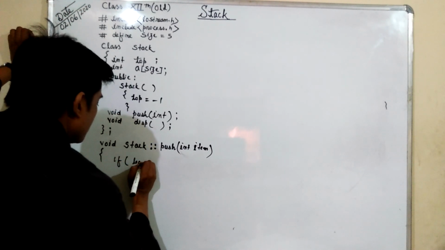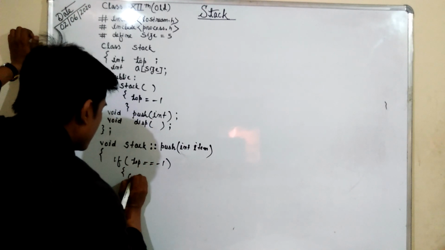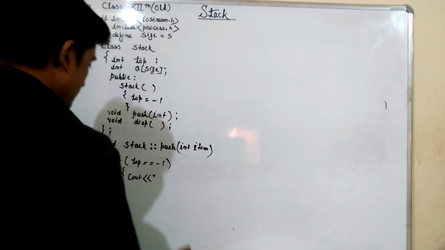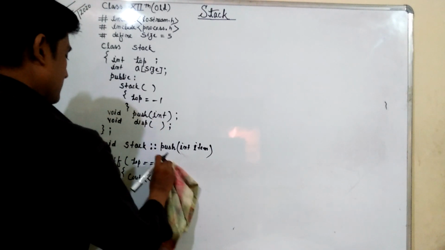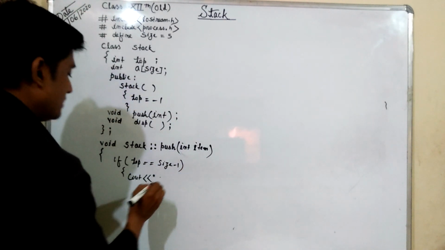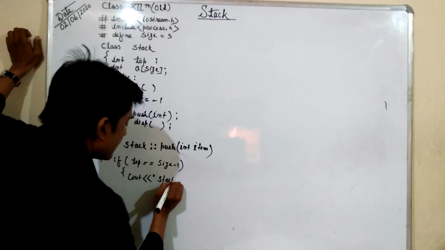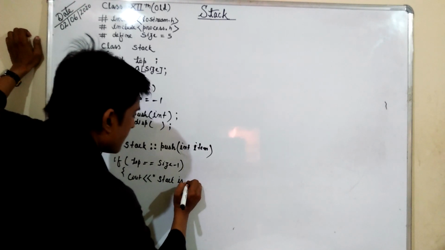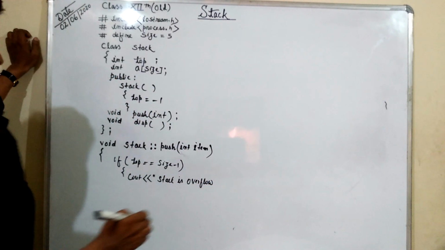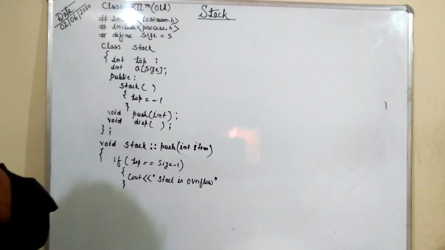If top equal to size - 1, so what will happen? The cout, you have to pass the message: stack is overflow, meaning my stack has already been packed. Okay, this is the if part.